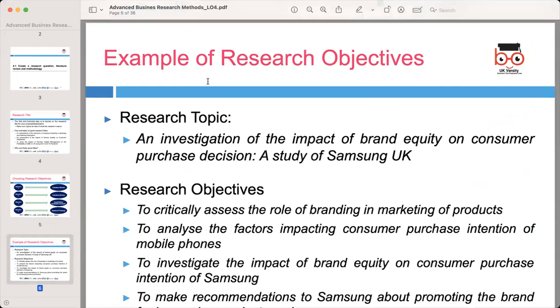Okay, can you see my screen? Yes. Okay, so next one is example of research objectives.